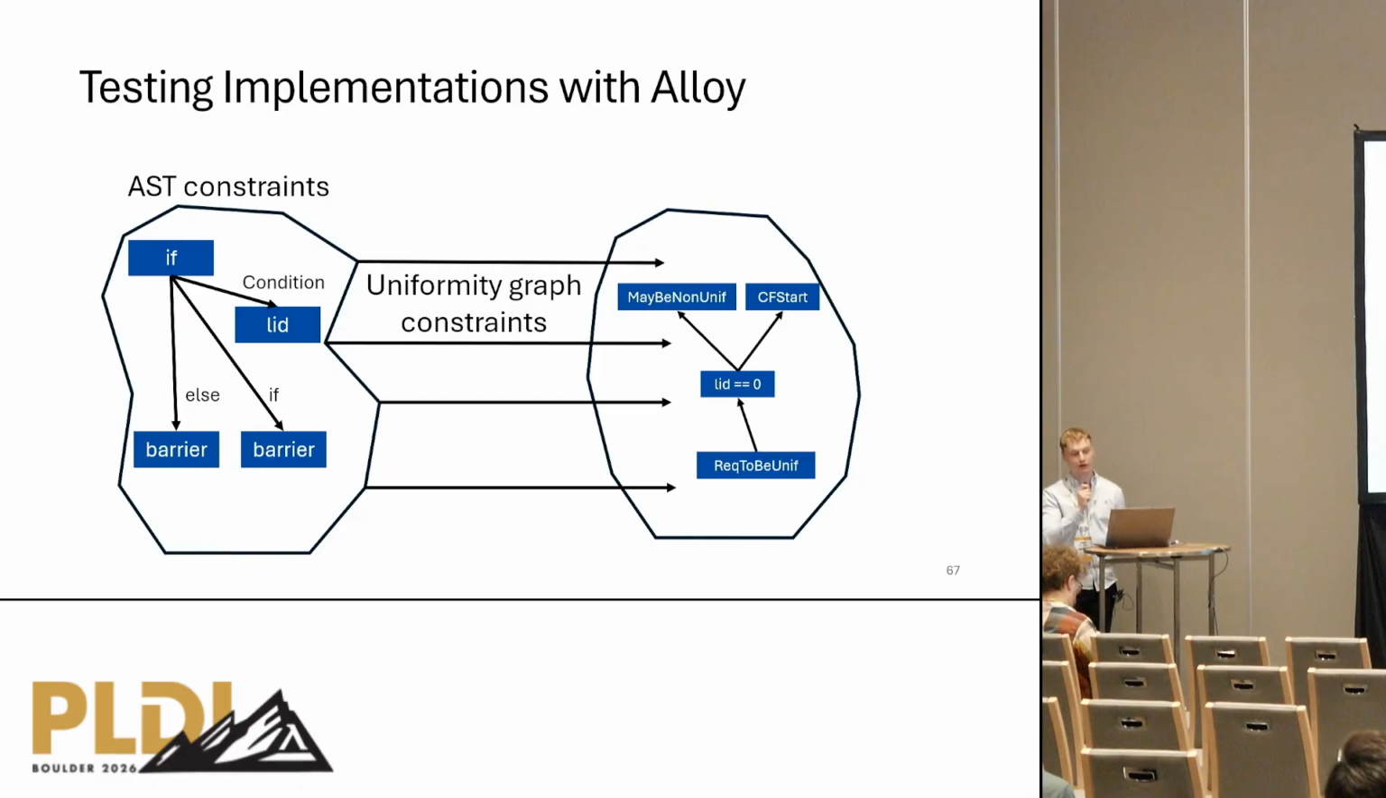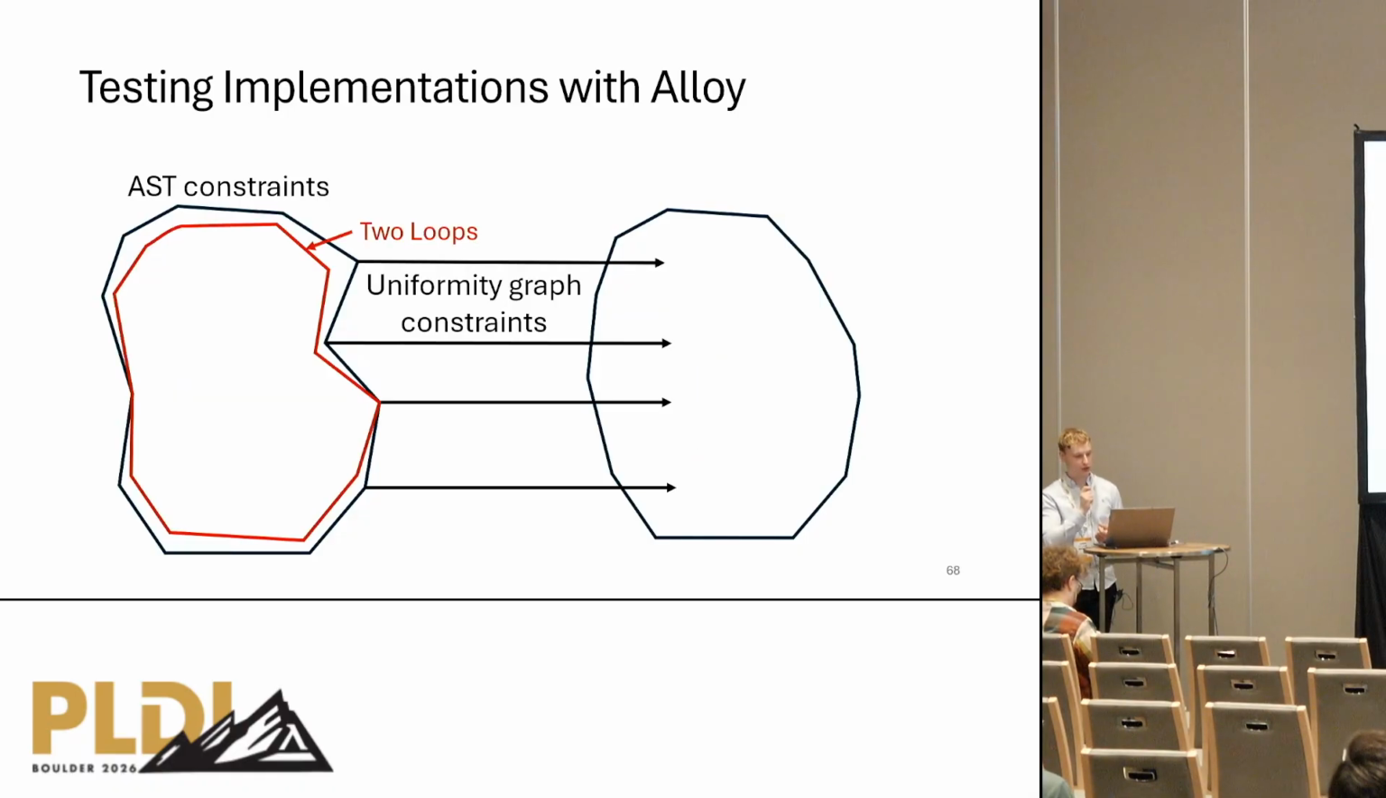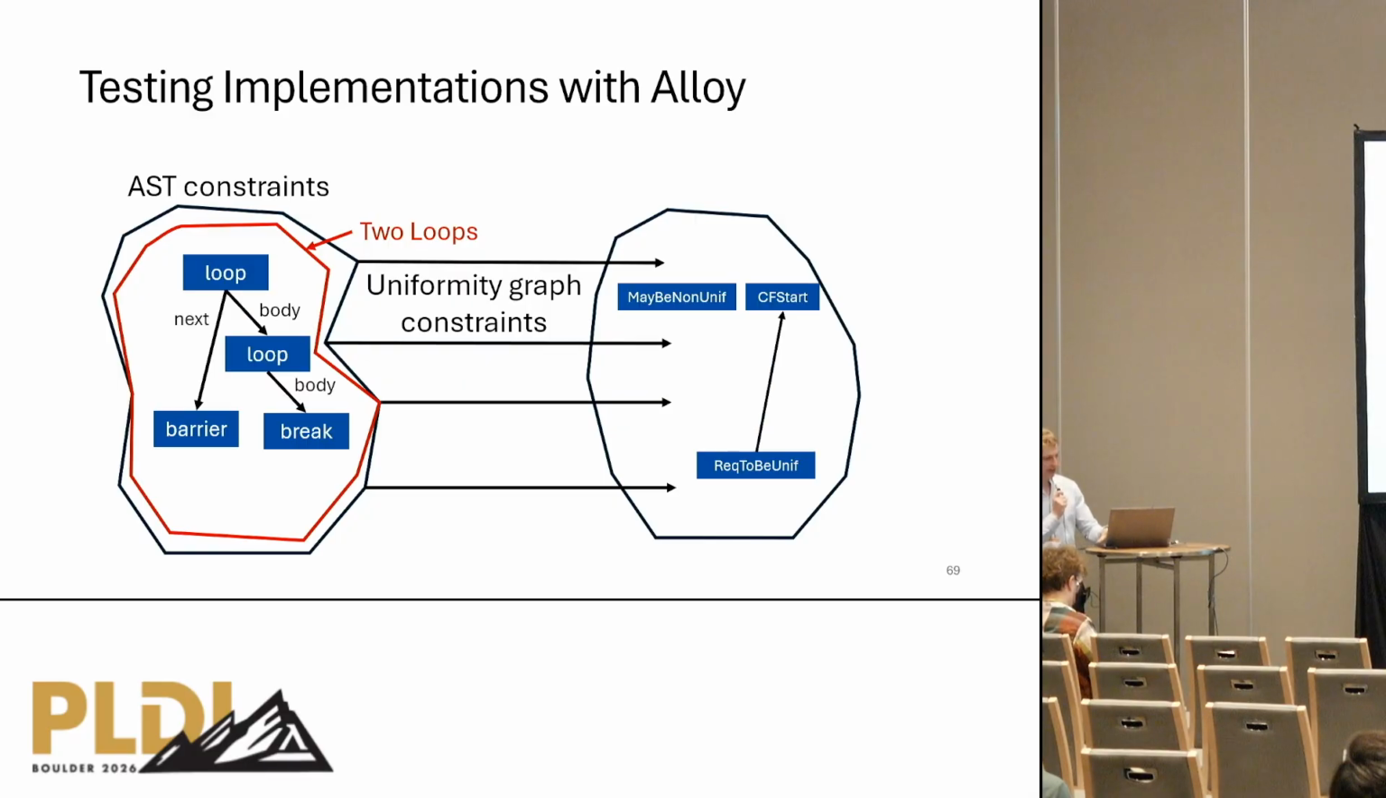And so while this is not very interesting in its own right, what we can do is add more constraints that give us more interesting programs. So we might ask for a program with 2 loops, for example, and Alloy might give us back this nested loop example, where we have a loop, and a break in the inner loop. And it would give us back the graph that corresponds to this example.